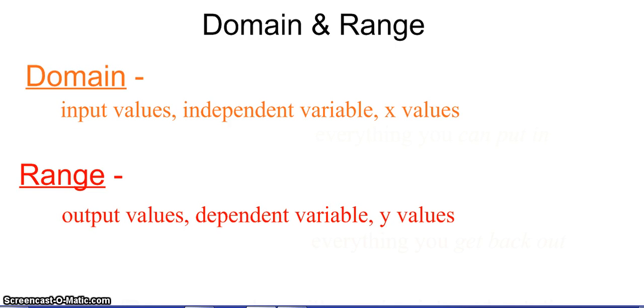Alright, today we are going to continue our talk of functions, this time specifically about domain and range. Mentioned these briefly last time. The domain is your set of input values, your x values. We call this the independent variable. And your domain values is everything that you can put in to a function.